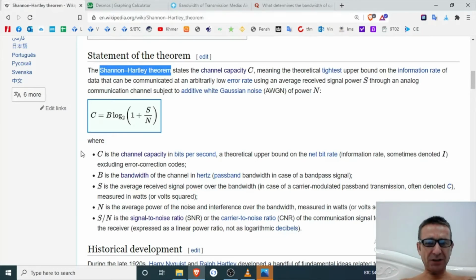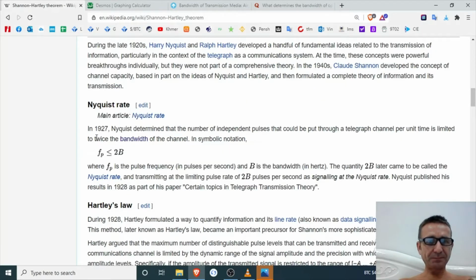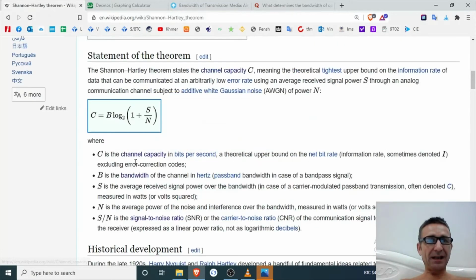There's another guy just down here called Nyquist. Now he determined that the number of independent pulses that we can telegraph down a communication channel is limited to twice the bandwidth. So again, if I want to send a lot of pulses, I'm going to need a large bandwidth to do that, because it's limited to less than twice the bandwidth. Okay, so again, it's just another formally stated idea that bit rate is connected to bandwidth.